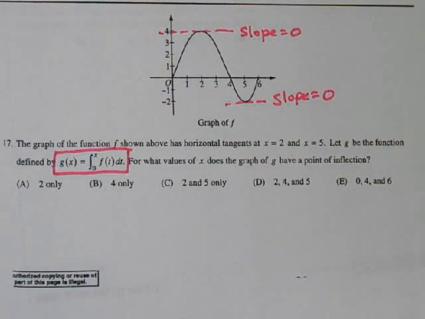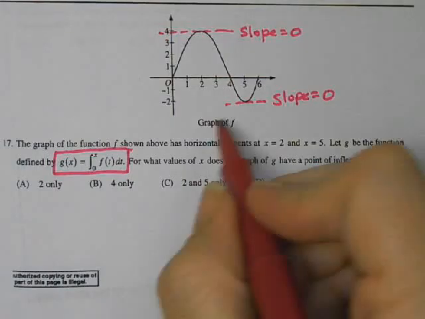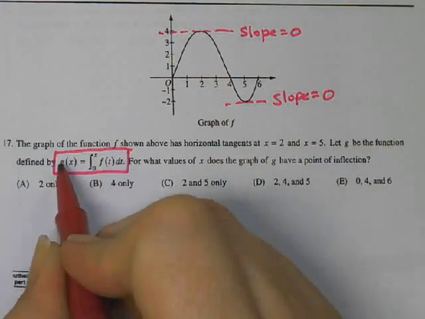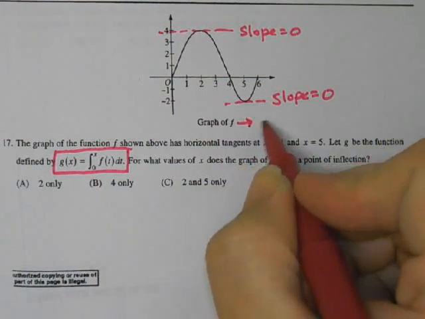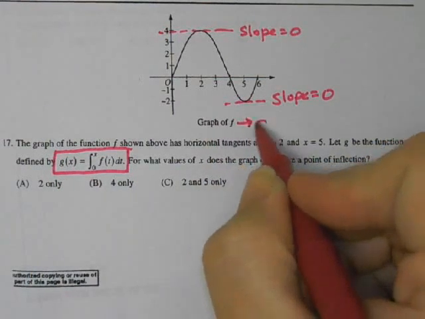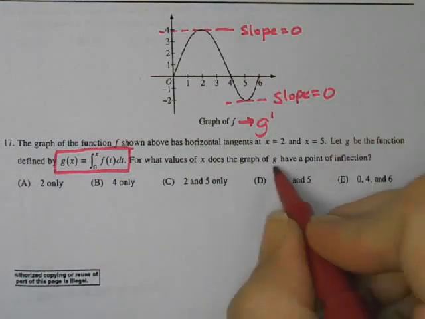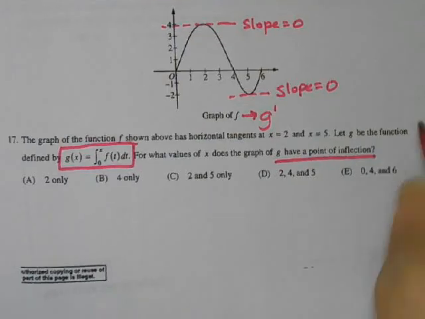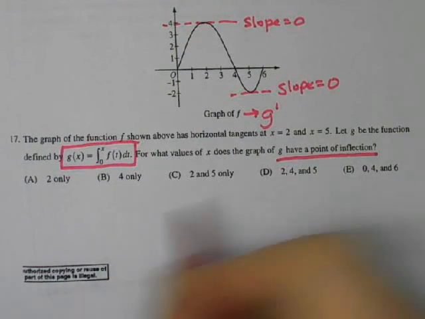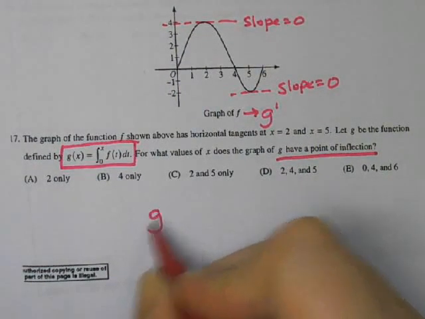So for the derivative of g, if I want to know where g has a point of inflection, I need to know where the slope of the derivative of g changes sign. Right? The slope on this graph is the second derivative of g. So that would mean that we would have points of inflection at 2 and at 5. You change from positive slope to negative slope at 2, and from negative slope to positive slope at 5.